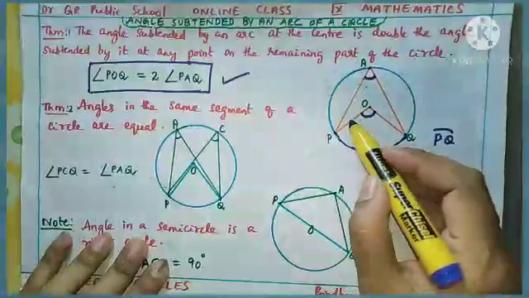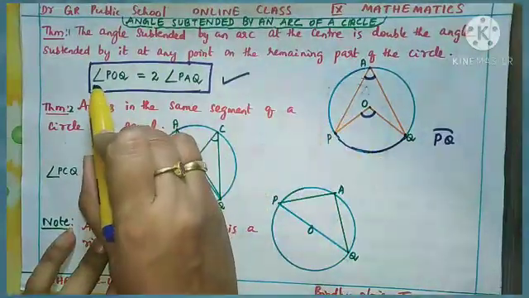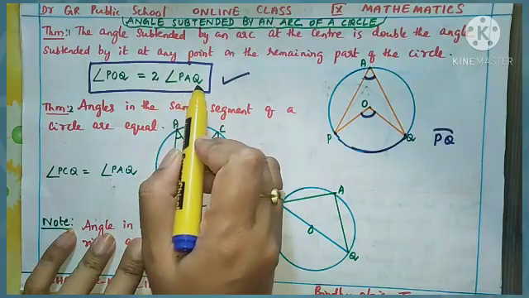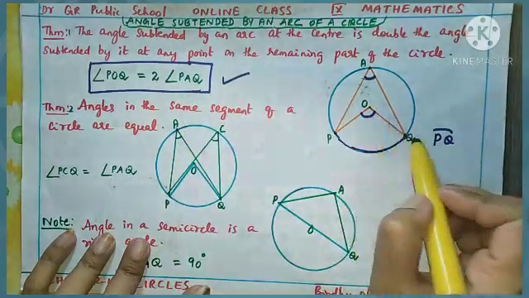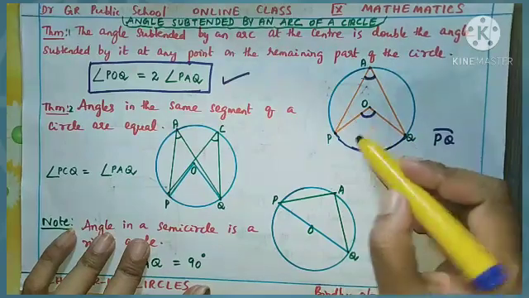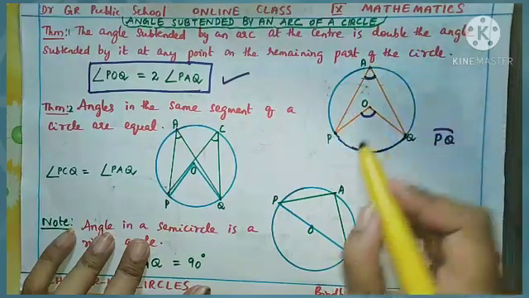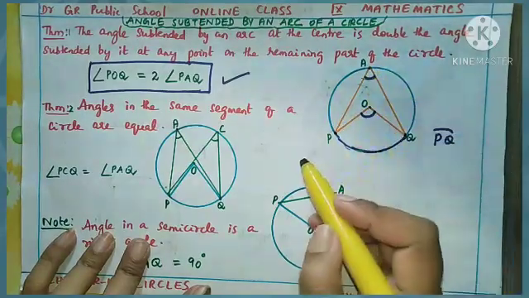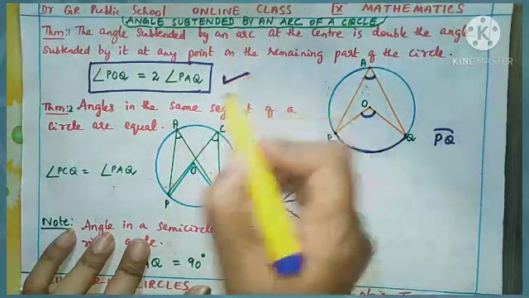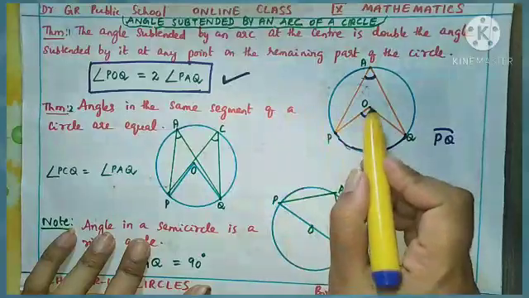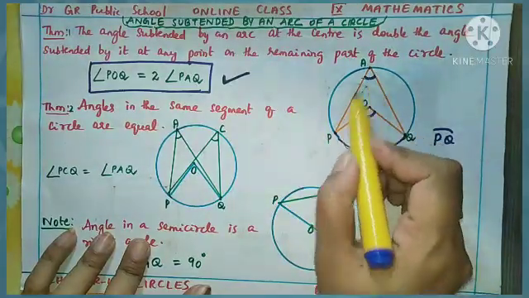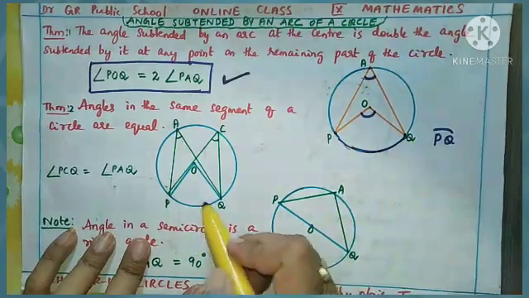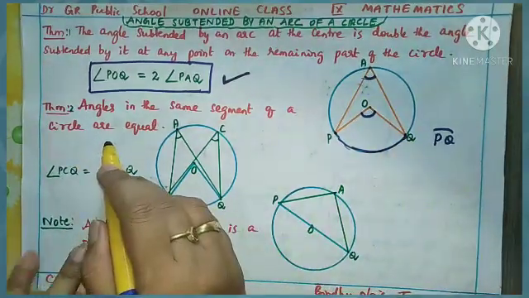Thus we get the result: angle POQ is equal to twice angle PAQ. That is, POQ is the angle at the center and PAQ is the angle subtended by this arc on the remaining part of the circle. So this is the result from this theorem: angle POQ equals 2 times, that is double, PAQ. Now this is the second theorem.